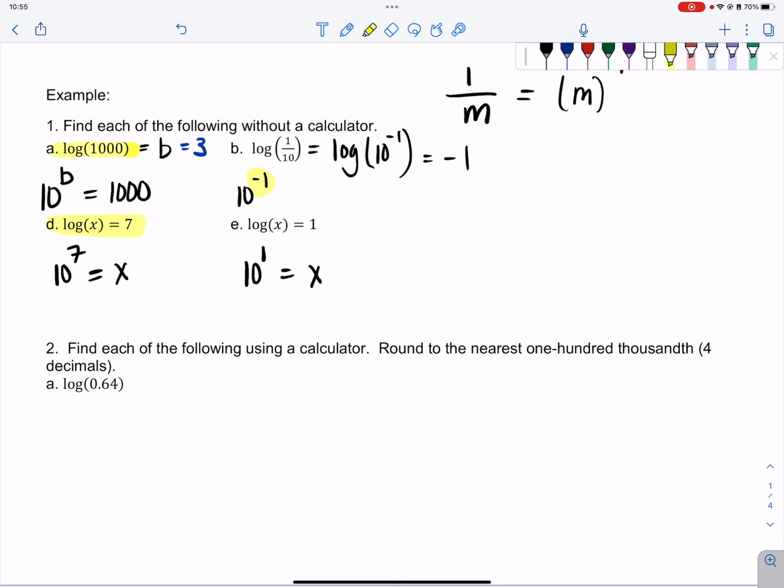So if I have log of 0.64, we want to find the logarithm button on the calculator. On standard scientific calculators, it should be somewhere in the top left section. Usually it's the same button as the 10 to the x power, if you use the second key for that. So if we input log of 0.64 and press enter, you should then get negative 0.1938 for our answer.